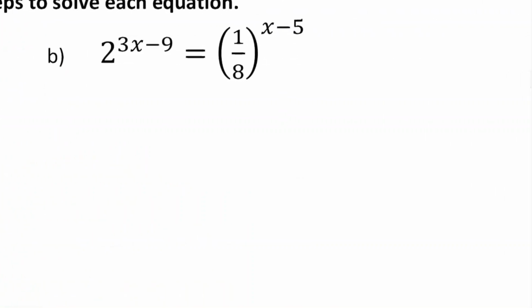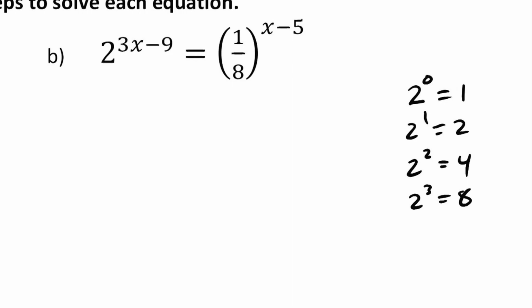Part B, this is an exponential equation, right? We've got our variables up in the exponent, and our solving technique is to rewrite it so that the bases are the same. I see this base of 2 here, and I might play with factors of 2. Like, for example, I know 2 to the 0 power is 1, 2 to the first is 2, 2 to the second is 4, 2 to the third is 8. And that's interesting because there is an 8 here.